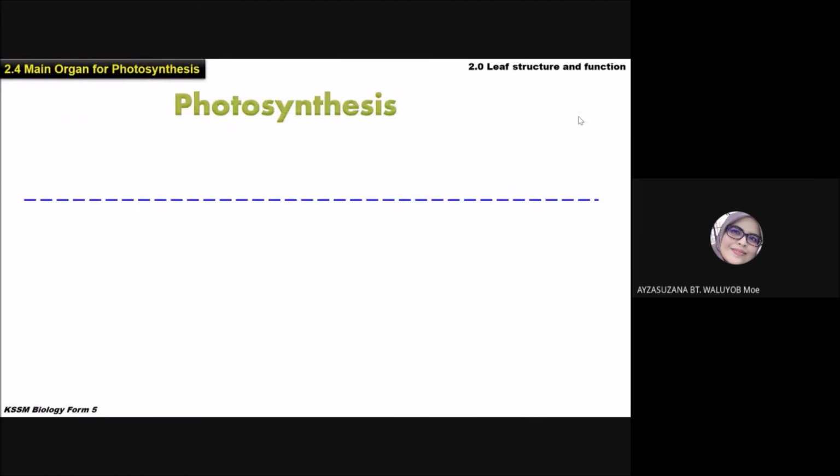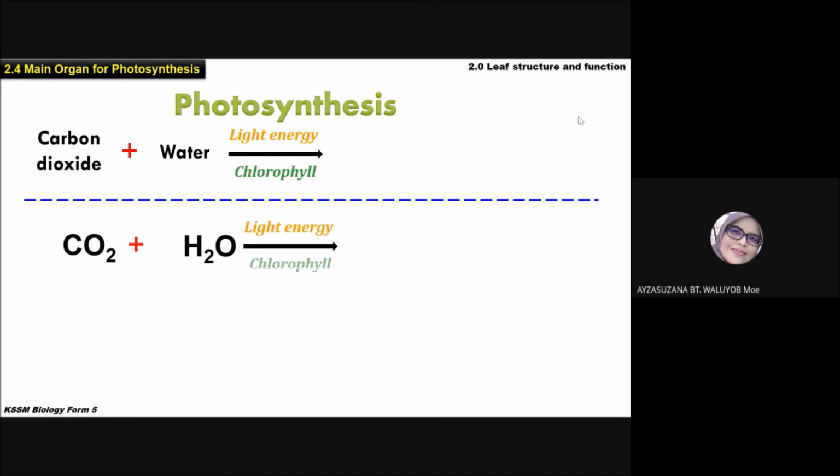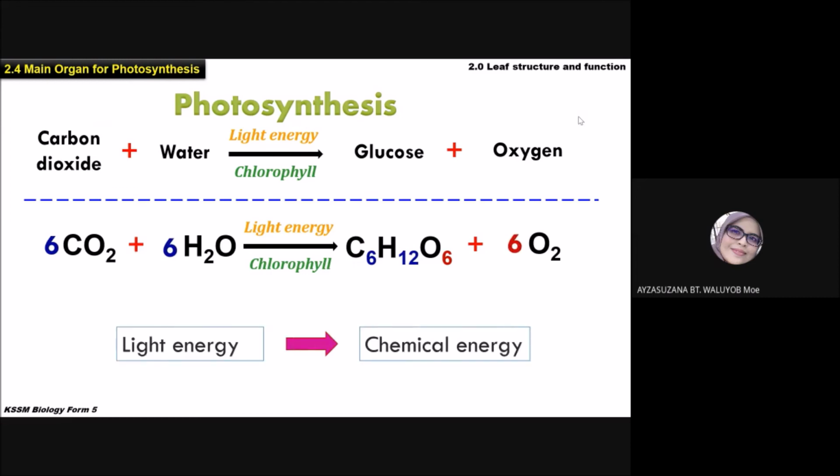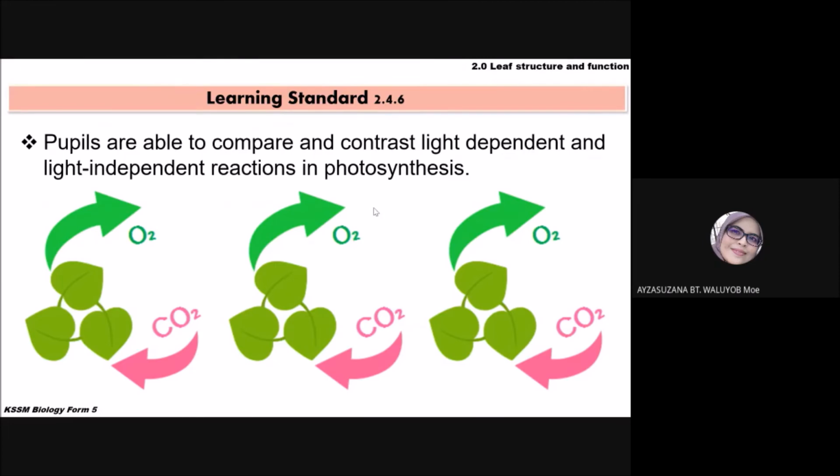Now, this is the one yang saya tunjuk tadi. The equation of the photosynthesis process. Carbon dioxide plus water form glucose and oxygen. Right? This is how dia balancing. So, from the light energy, they will form the chemical energy. Light energy daripada mana? Cahaya matahari tadi. Chemical energy adalah carbohydrate.